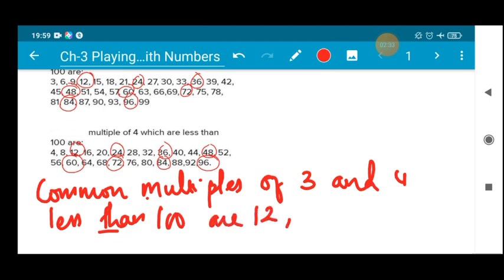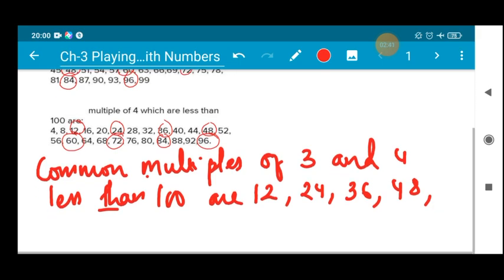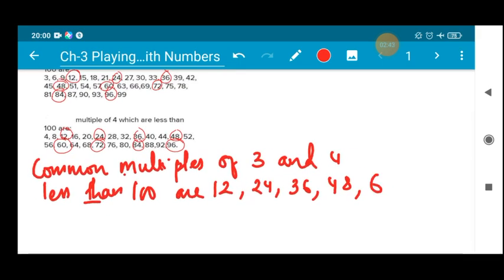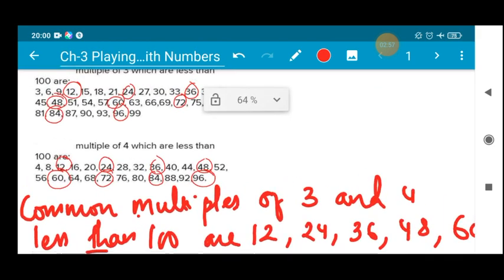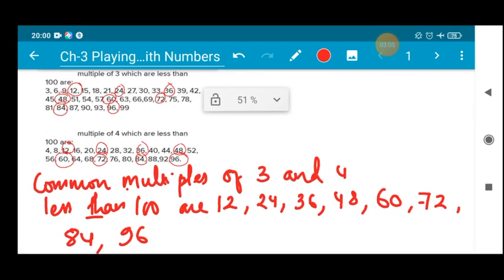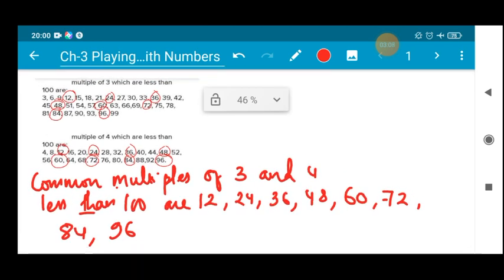Yes, 12 is in both the cases. 24, 36, 48, 60, 72, 84, and directly 96. Okay, so is there any other number missing? You may check it once, right? So the common multiples of 3 and 4 less than 100 are 12, 24, 36, 48, 60, 72, 84 and 96.